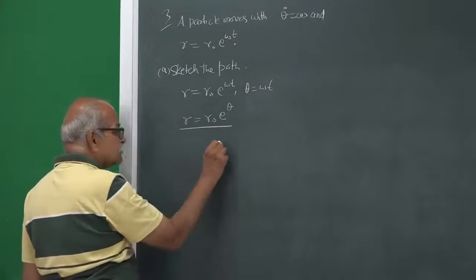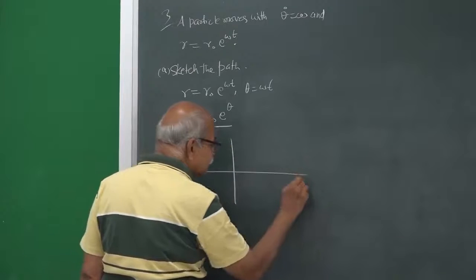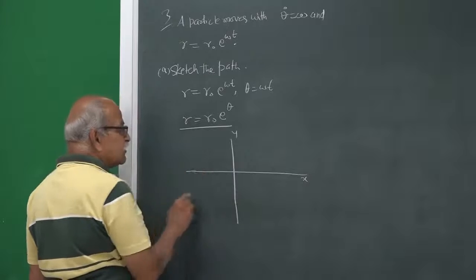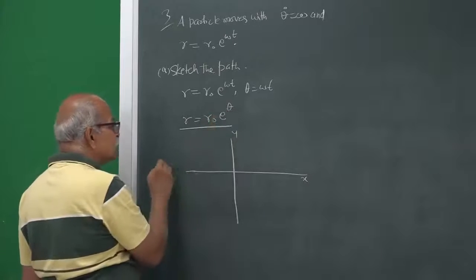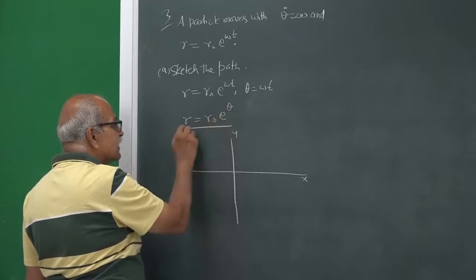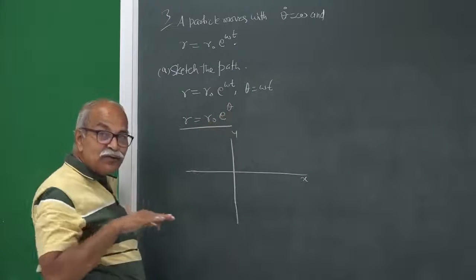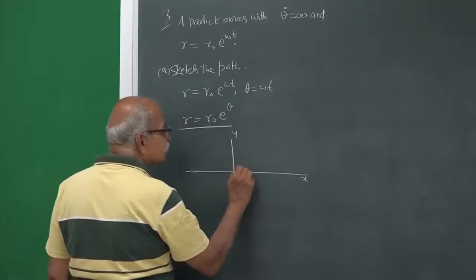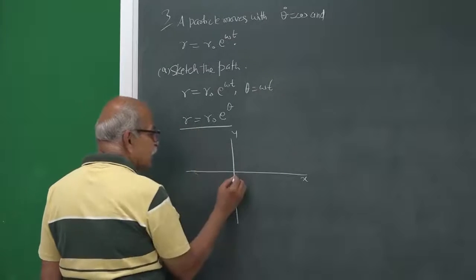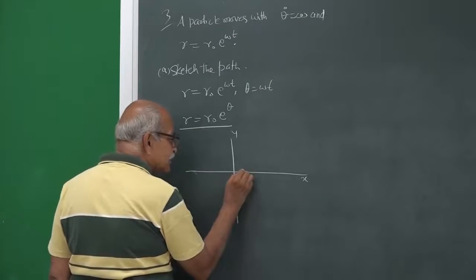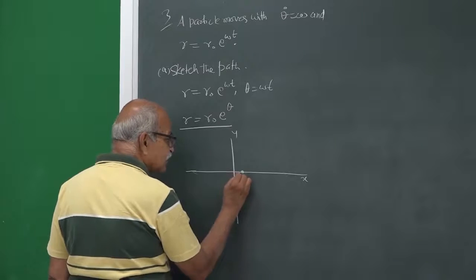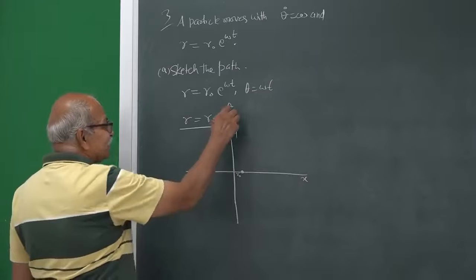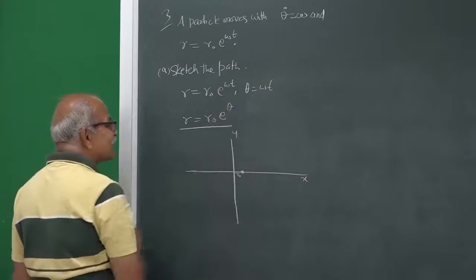And how does it look? Sketching. If you have the x axis and y axis, and at theta equal to 0, e to the power 0 is 1 and r is equal to r naught, and theta equal to 0 means along the x axis. So, in this direction, this is the theta equal to 0 direction and r is equal to r naught. From here you have to go a distance r naught. So, when theta is 0, the particle is here.